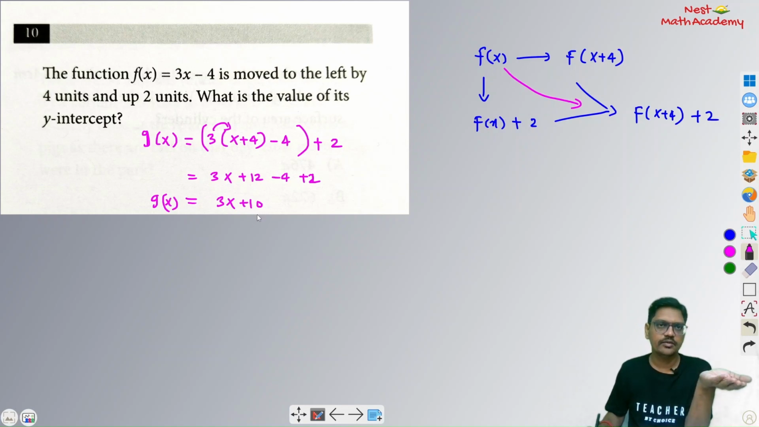So clearly the new function has y-intercept as 10. We know that we just compare with y is equal to mx plus b. So earlier the y-intercept was negative 4. Now the y-intercept is 10. Therefore the y-intercept is 10. Okay, thank you.